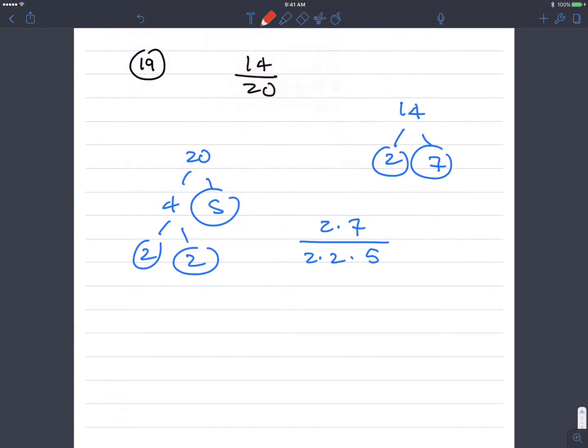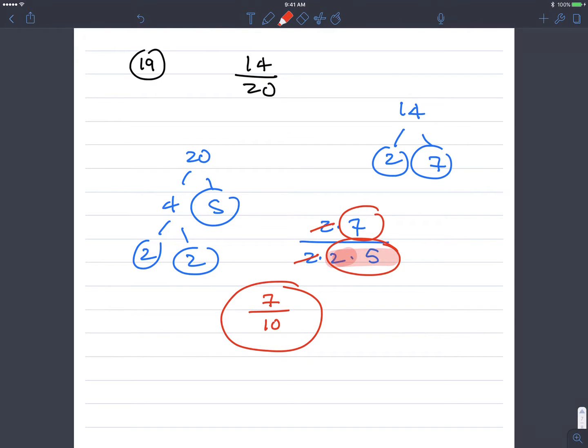We're now going to cancel a 2 and a 2. And it looks like that's all we can cancel. I have a 7 on top but not on bottom. And I don't have pairs that match top to bottom. So we're not going to cancel further. This is done. Final answer, 7/10. Okay? Because 2 times 5 here is 10.